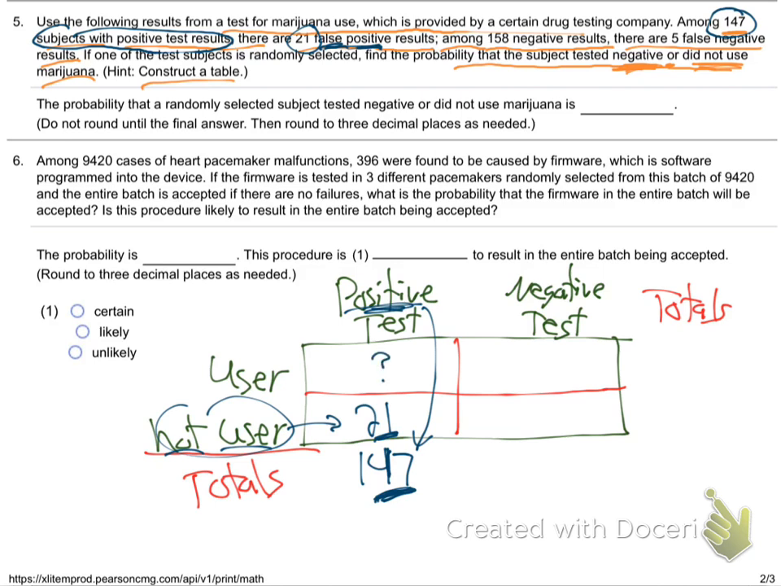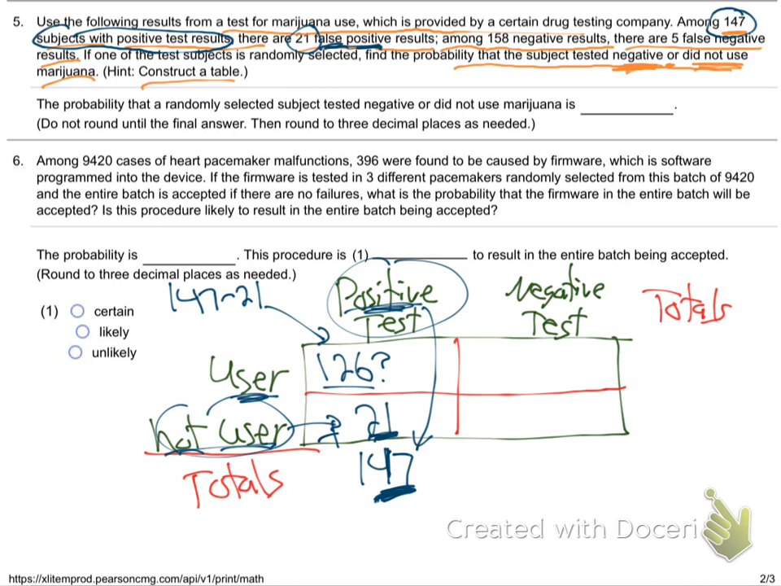How do we find the number here? We got to subtract, huh? Right there is going to be 147 minus 21, right? If you do that in your calculator, you get 126, right? Because 126 were actual users, 21 were not users. That adds up to be the 147. This is all the people that tested positive. That adds up to be 147 that tested positive. Does that make sense?